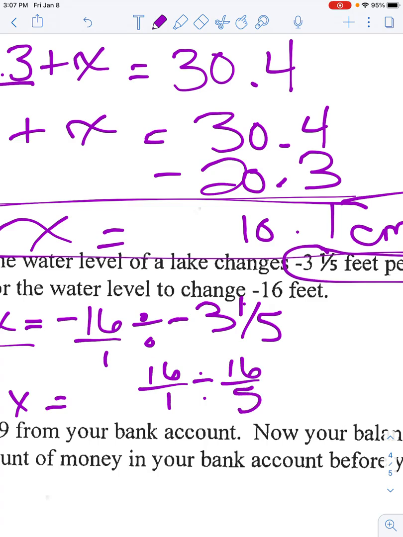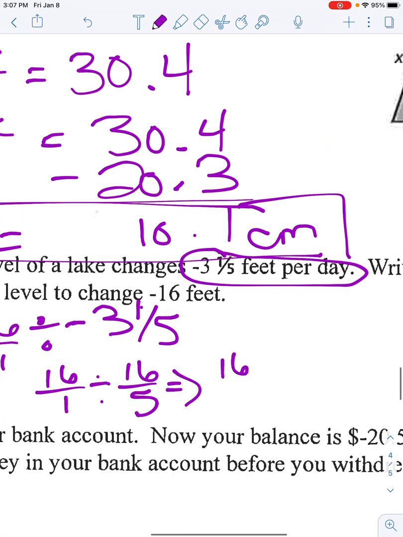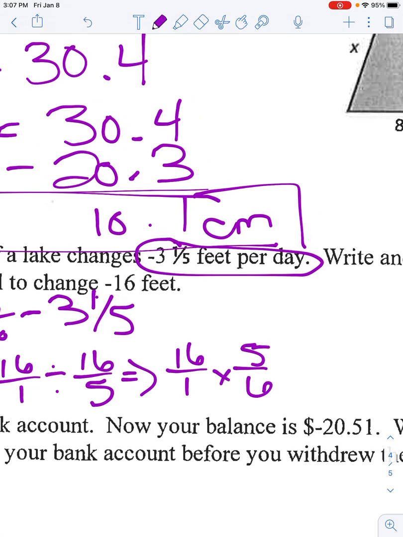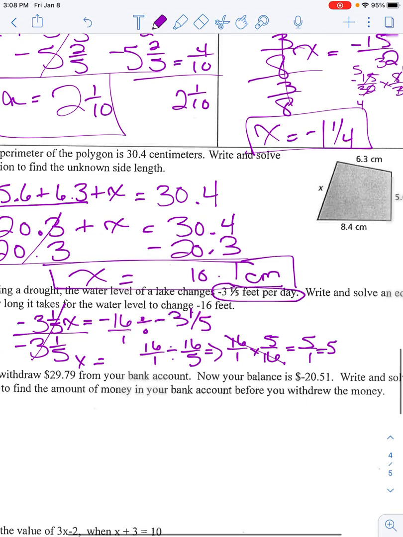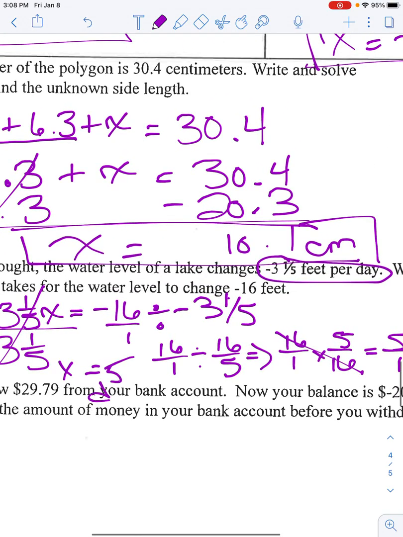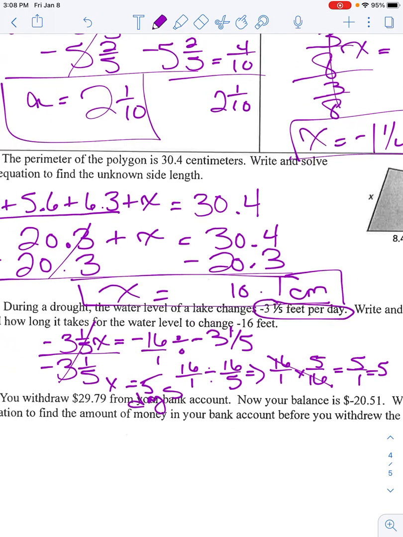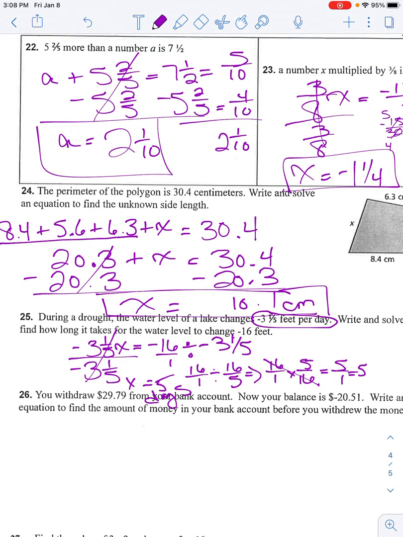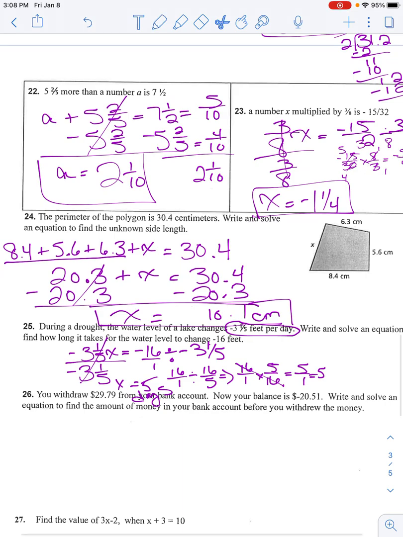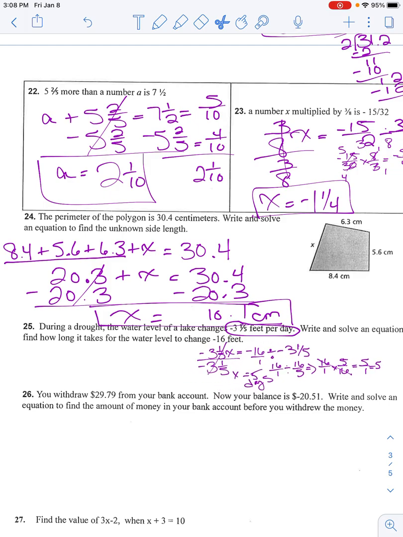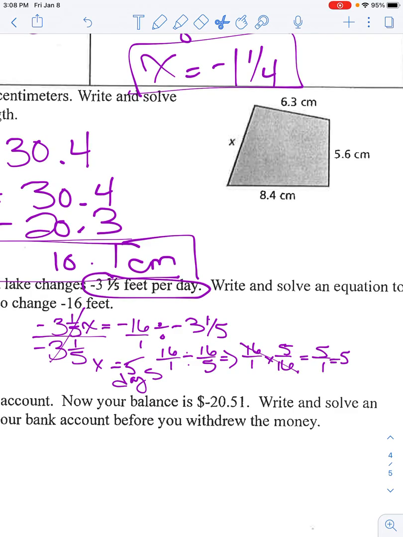15 plus 1 is 16 fifths. And then you guys know that we don't divide fractions. We keep it, switch it, flip it. 5/16, 16 fifths, 5/16. Okay, those cancel, which gives me 5 over 1 or just 5. So it's going to take 5 days in order for the water level to change to -16 feet. It didn't give us a whole lot of room to write all that.